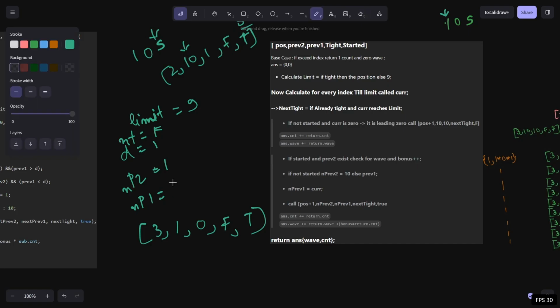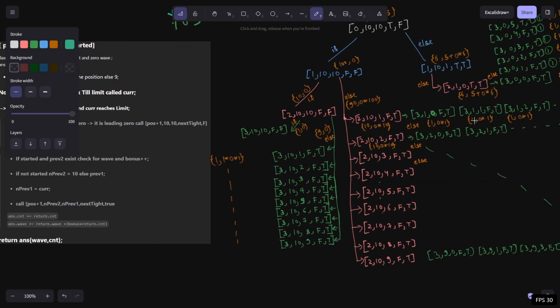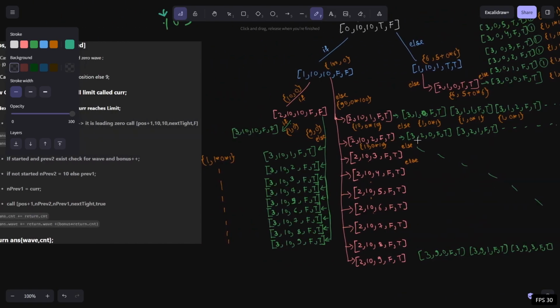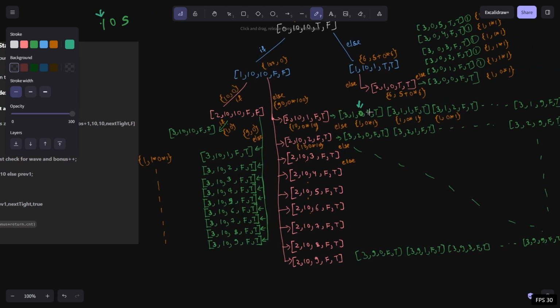For d equal to 1, only next previous one is going to change, so 3 1 1 ft, up to 3 1 9 ft. Okay, 3 1 1 ft till 3 1 9 ft. Similarly for this we got 3 0. If we calculate for this, here previous one only, the current element is going to change.